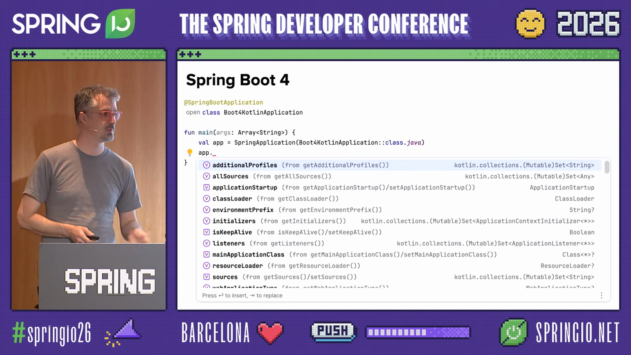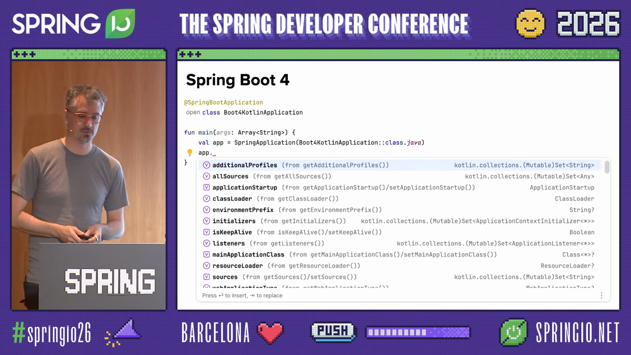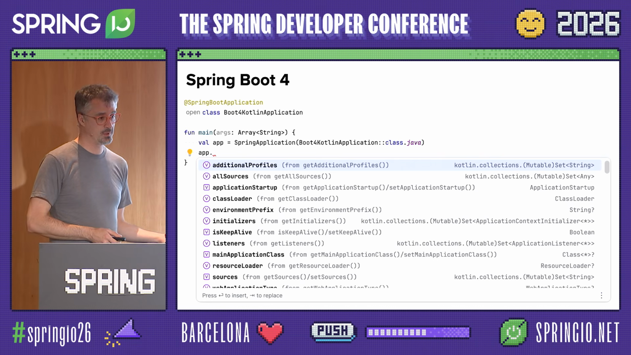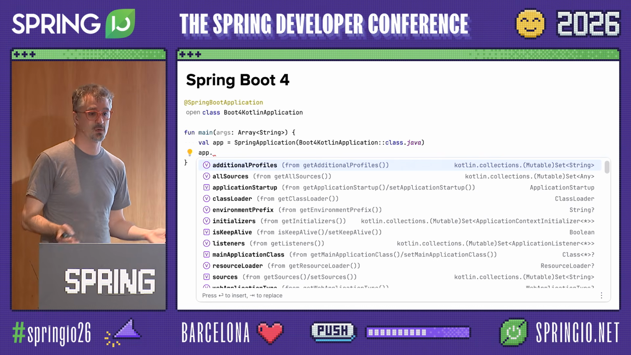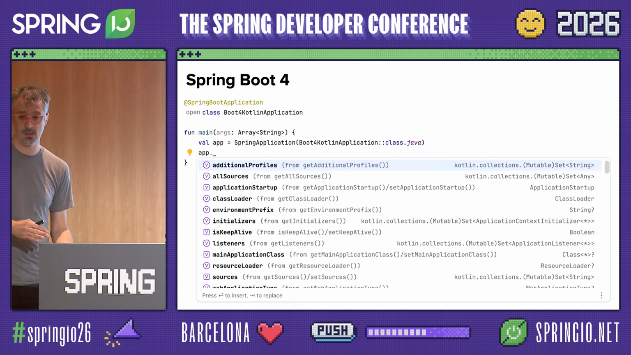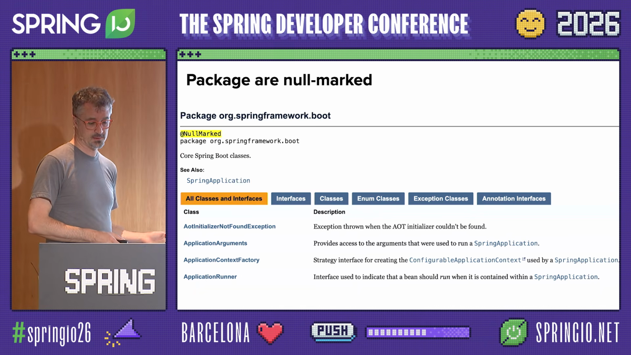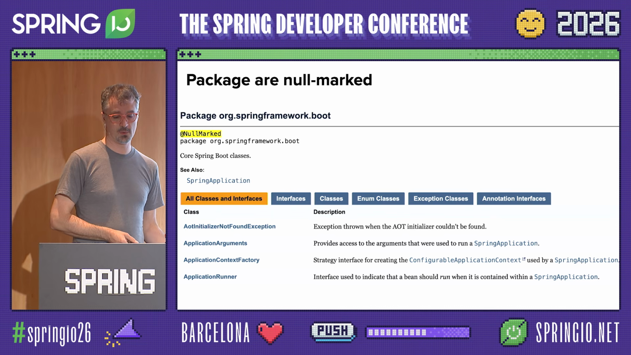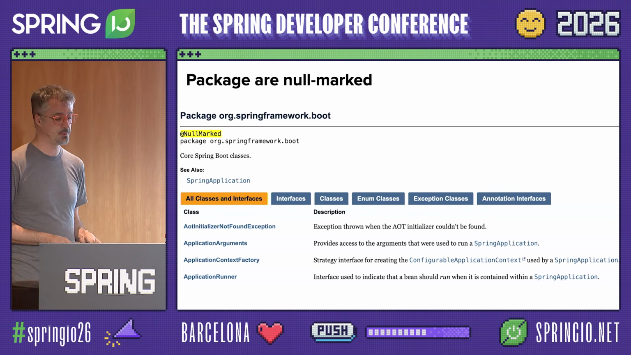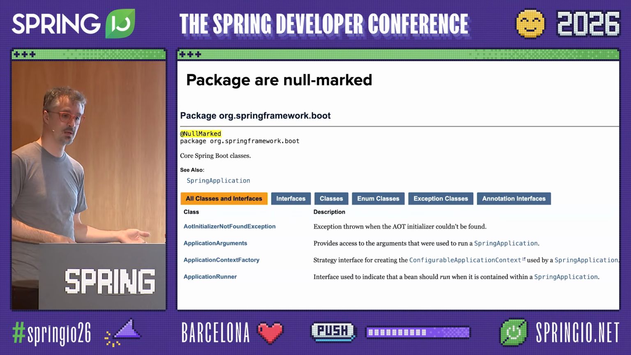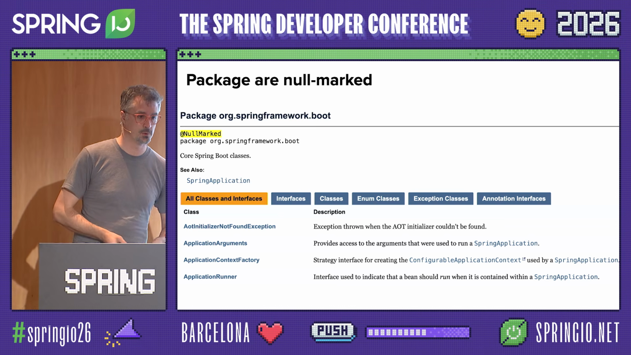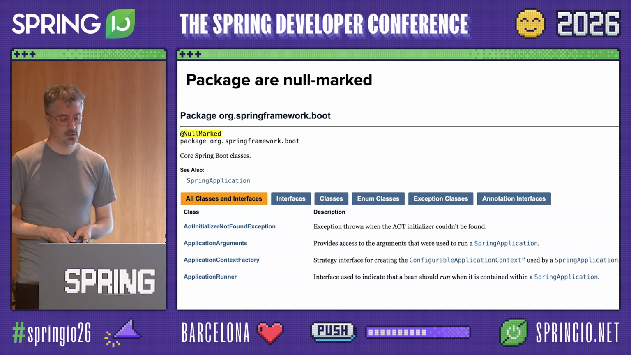So I think this is the biggest quality of life improvement for Kotlin developers, because it looks like Spring has been developed with Kotlin. It's still in Java. We are just adding the JSpecify annotations. So in practice, if you have a look at the Javadoc, you will see that packages are annotated with the JSpecify annotation @NullMarked, which says default is non-null, and you need to specify @Nullable explicitly.